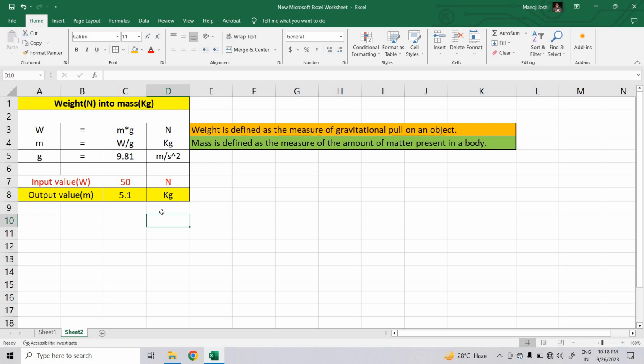So you can say that you have prepared an Excel sheet where you can convert weight into mass. Same way, you could prepare an Excel sheet where you could convert mass into weight, okay? Same, let's suppose the value of the weight is 100, okay? So you will find here 10.2 is the mass, okay? So that was the very simple video about how to convert weight into mass, okay?